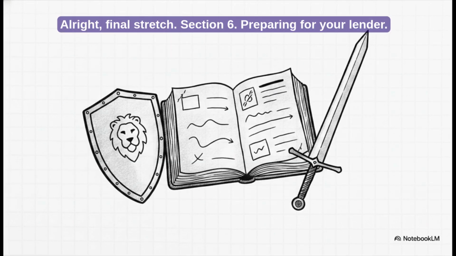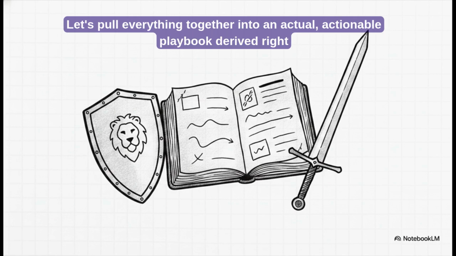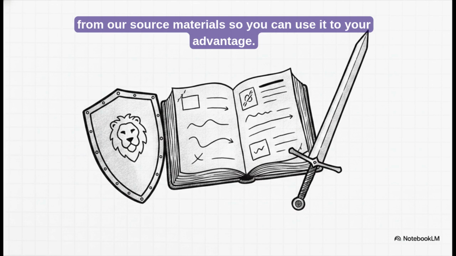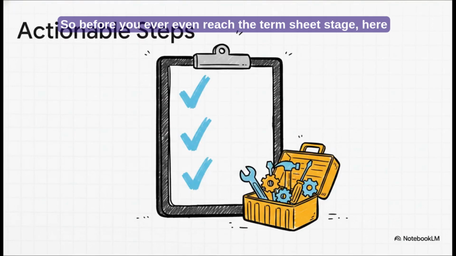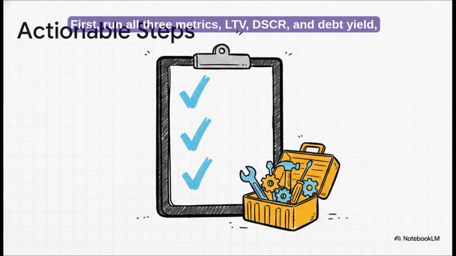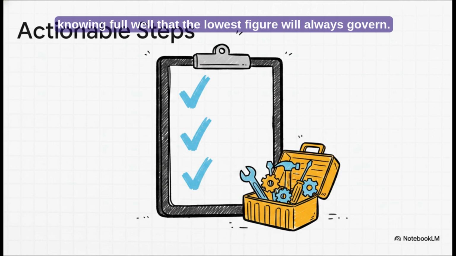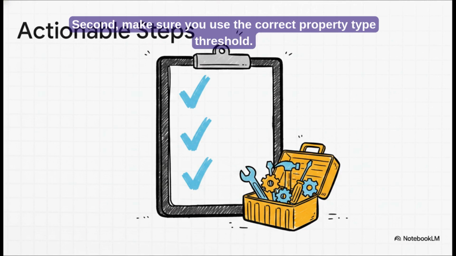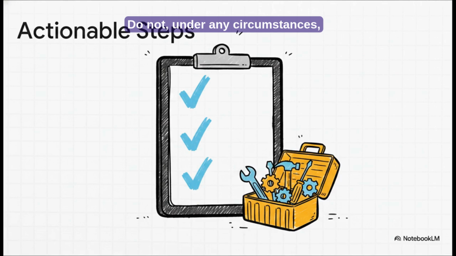All right, final stretch. Section 6, preparing for your lender. Let's pull everything together into an actionable playbook derived right from our source material so you can use it to your advantage. So before you ever even reach the term sheet stage, here is exactly what you need to do to protect your negotiating position. First, run all three metrics, LTV, DSCR, and debt yield, knowing full well that the lowest figure will always govern. Second, make sure you use the correct property type threshold. Do not, under any circumstances, use multifamily benchmarks to model an office deal.